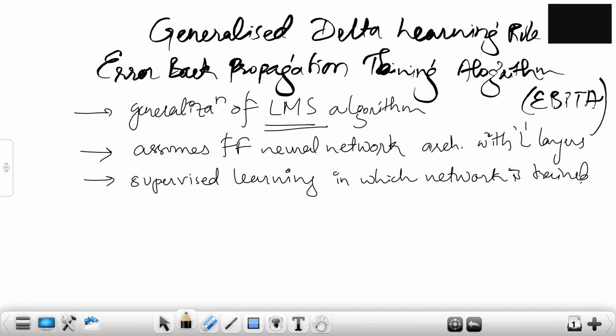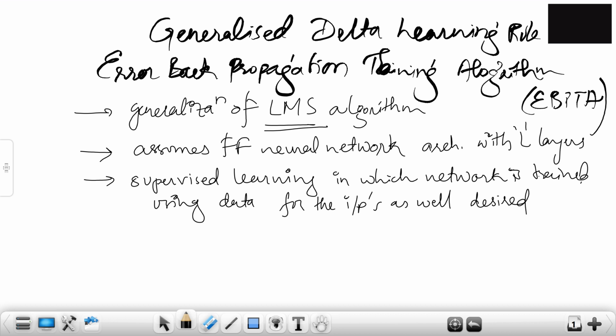This is all we already know, because what we wrote as the title is the generalized delta learning rule, so obviously it is a supervised learning rule, trained using data for the inputs as well as the desired output. We are given inputs, it gets trained on the inputs, and the desired output is also given to it. So that is what we are going to do.